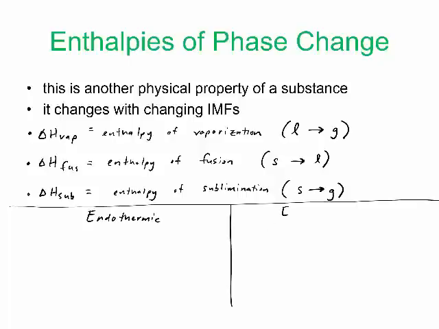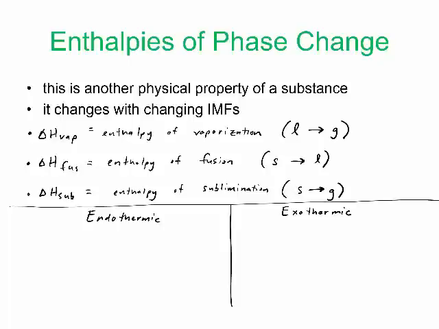Endothermic and exothermic. Because you can go both ways, right? If you wanted to condense something, then you would be going from gas to liquid. And then if you wanted to melt something, you go solid to liquid. But if you wanted to freeze it, you would go liquid to solid. Likewise, if you wanted to deposit something, you would go gas straight to solid, which is the opposite of subliming.